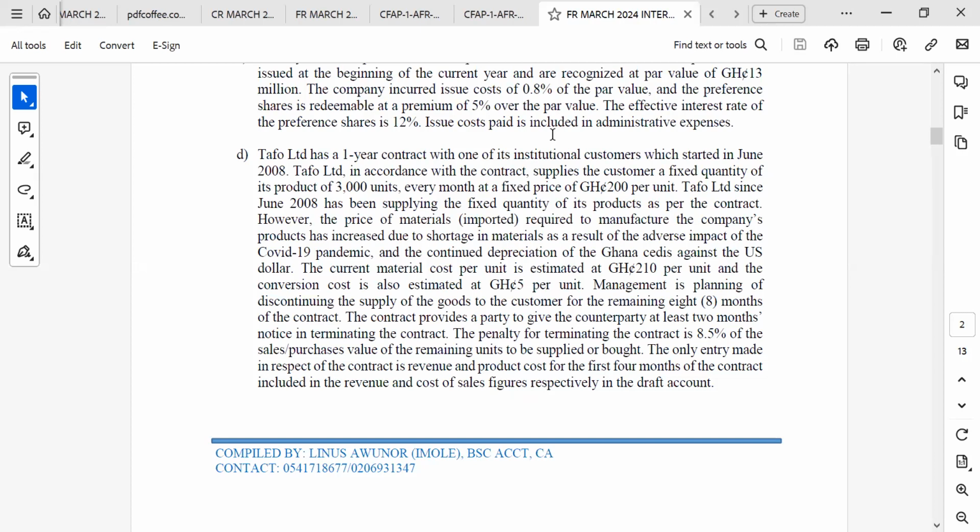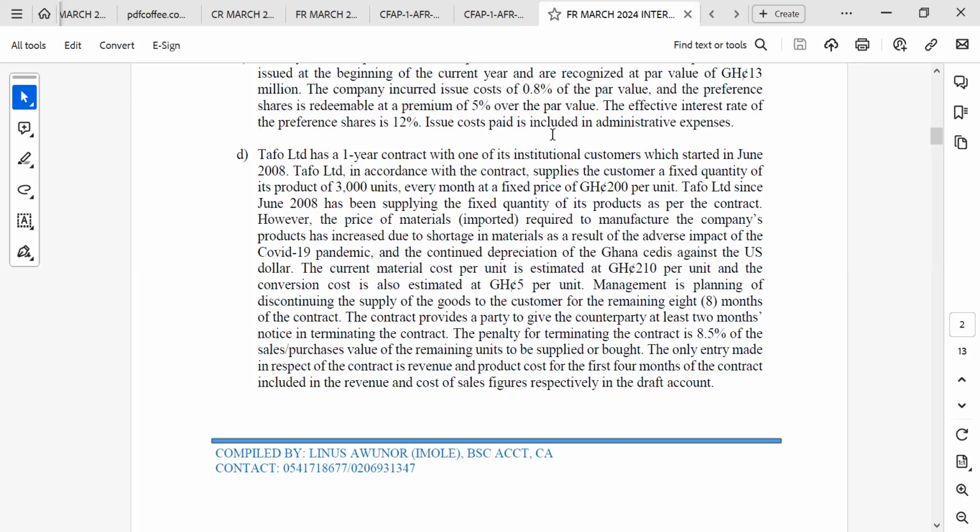The current material cost per unit is estimated at 210. For us to buy the material for the product that we are going to be supplying, it is 210, isn't it? Okay. And the contract price is 200. You can see that we are going to spend an additional cost of 10 cedi to fulfill the contract, isn't it? Yes, sir.